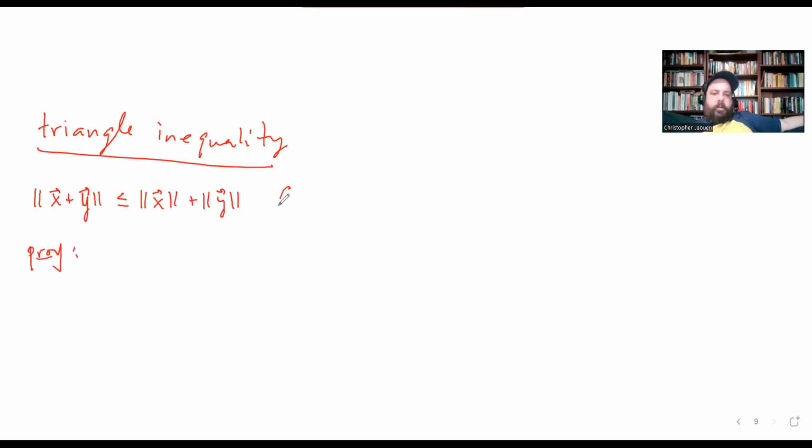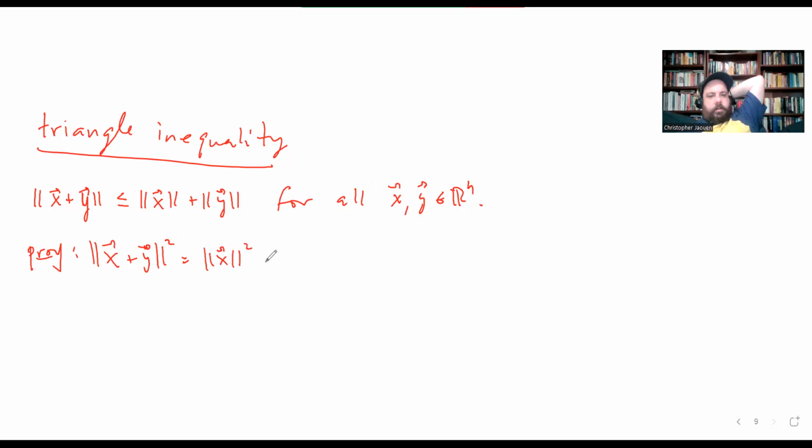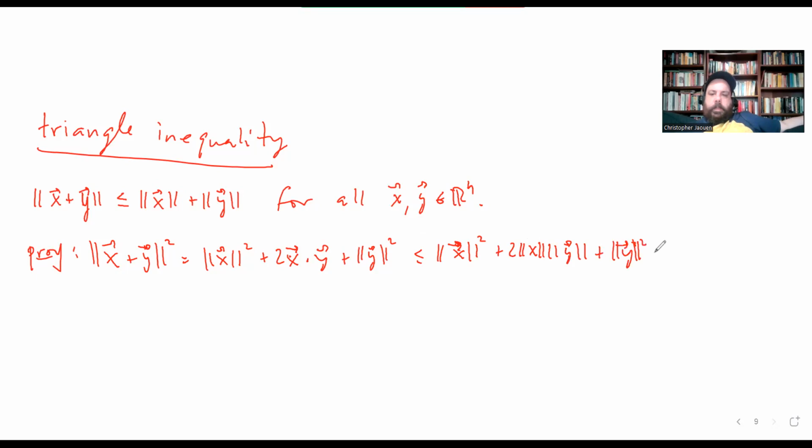All right, proof this holds for all. If we take x plus y length squared, we had a corollary that said this, and by Cauchy-Schwarz, this is less than, this is the absolute value, the length of x plus length of y squared, and then you just take the square root of both sides, and that gives you the triangle inequality.